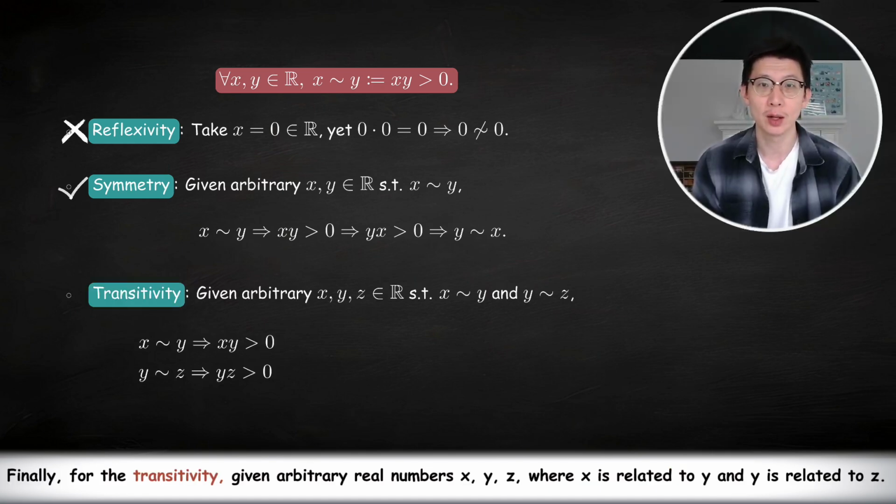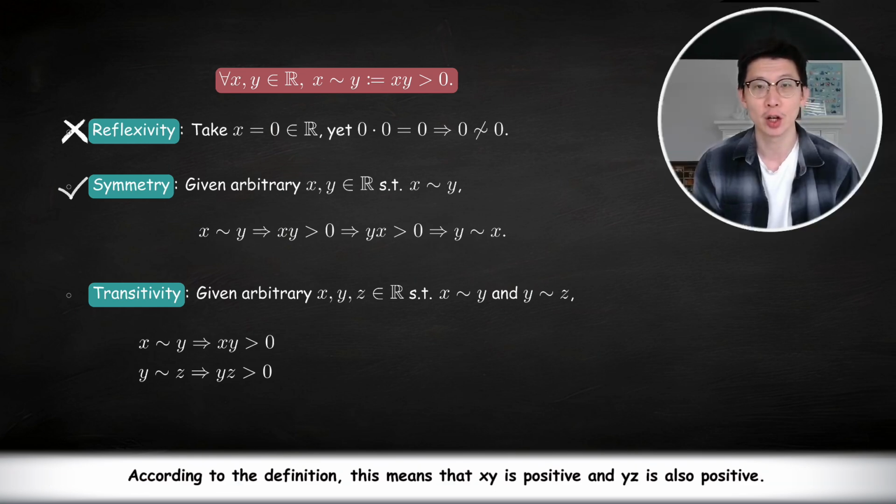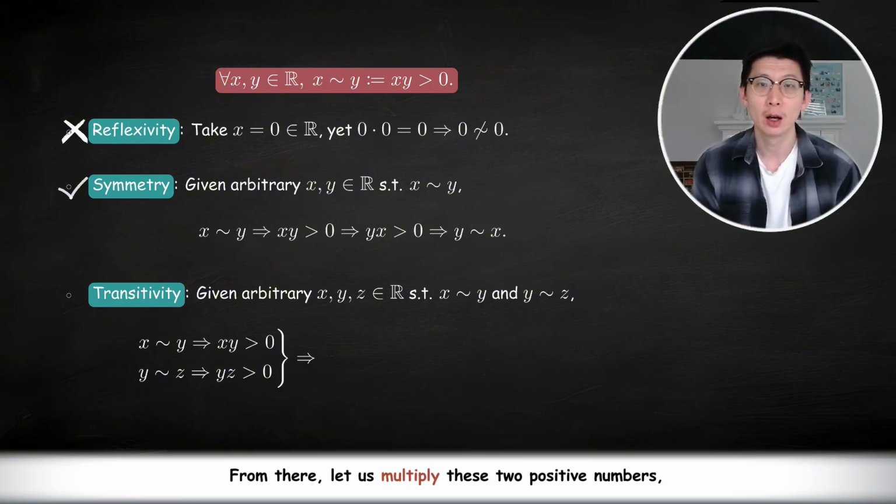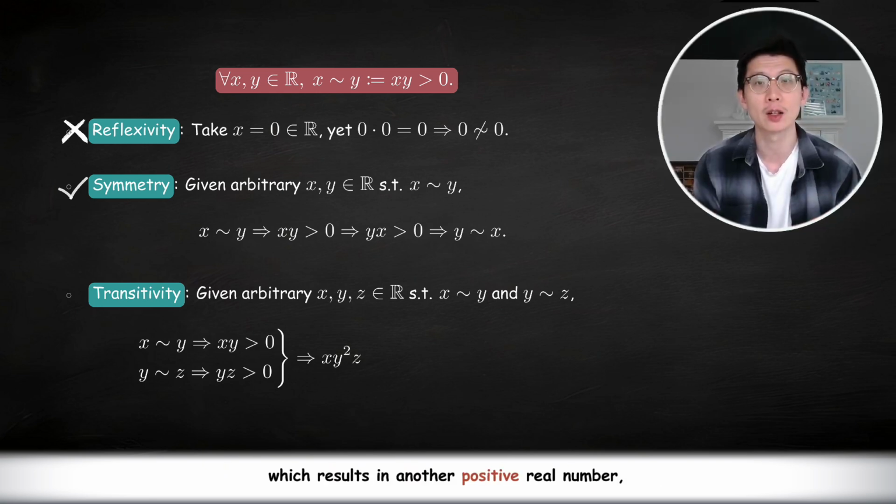Finally, for the transitivity, given arbitrary real numbers x, y, z, where x is related to y and y is related to z. According to the definition, this means that xy is positive and yz is also positive. In particular, this implies that y is not equal to 0. From there, let us multiply these two positive numbers, which results in another positive real number, that is x y squared z.